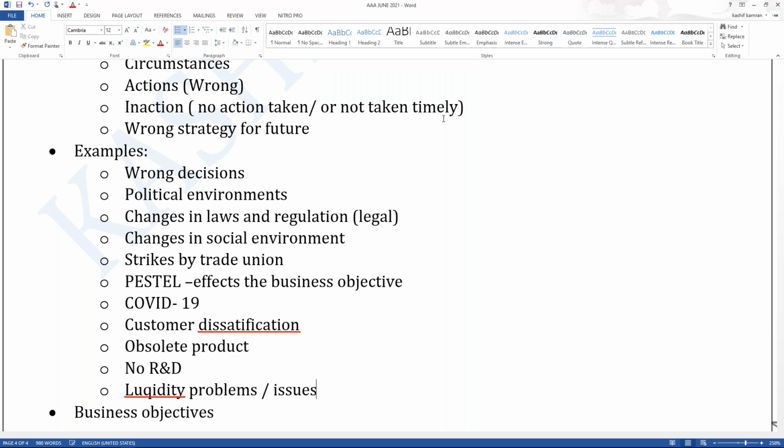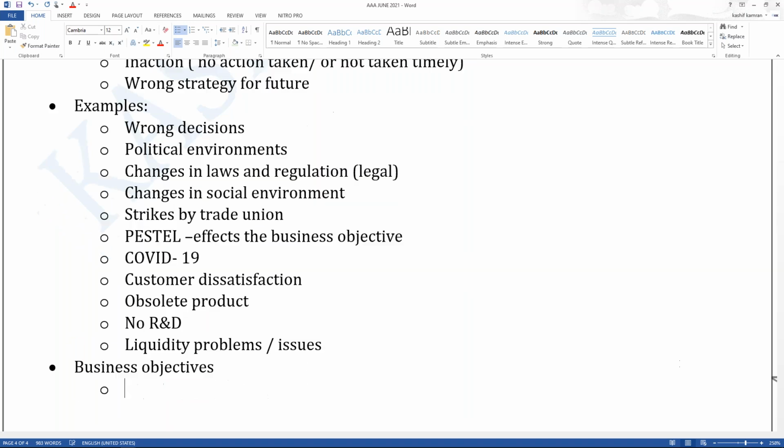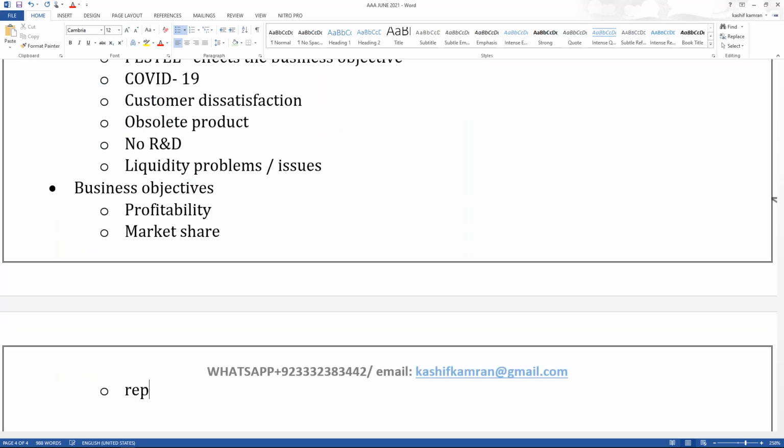Liquidity issues can affect your business objectives, such as not getting enough cash, and the list goes on. Business objectives is not just profitability. Business objectives also include market share. Business objectives also include reputation. Let me take this on the next page.